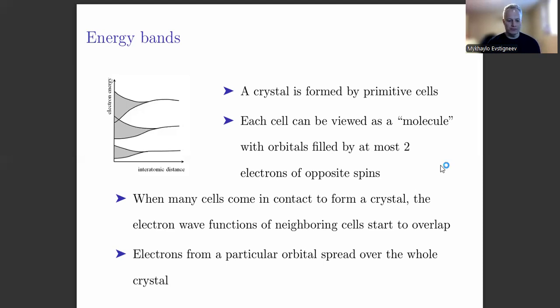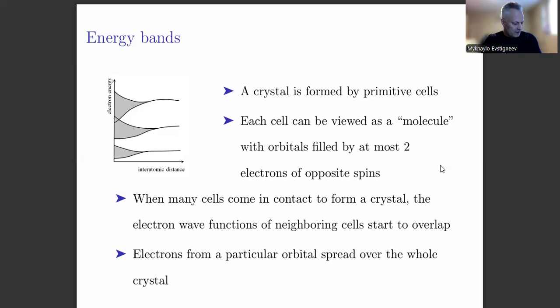No, this is impossible because of the Pauli exclusion principle. By the Pauli exclusion principle, a single orbital can accommodate at most two electrons. So what do those orbitals have to do to accommodate this huge 10 to the power 25 number of electrons? Well, they have no other choice but to split into clusters of closely spaced states on the energy scale, and those clusters are called energy bands. So this is the physical reason why energy bands in crystalline solids appear.